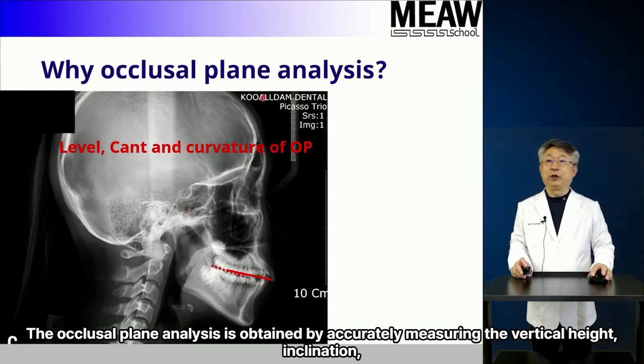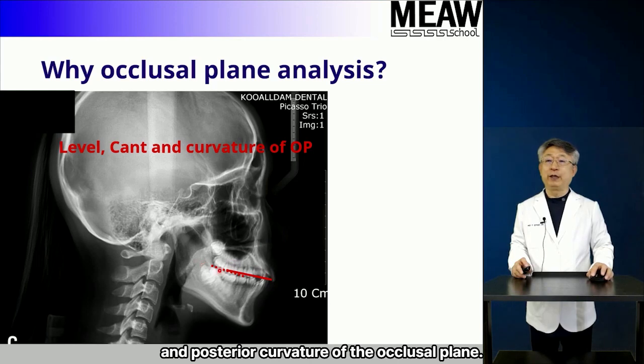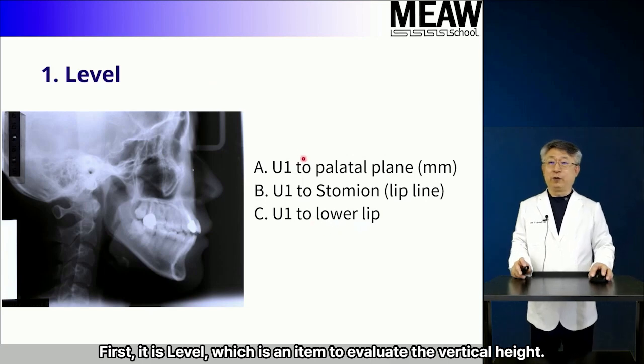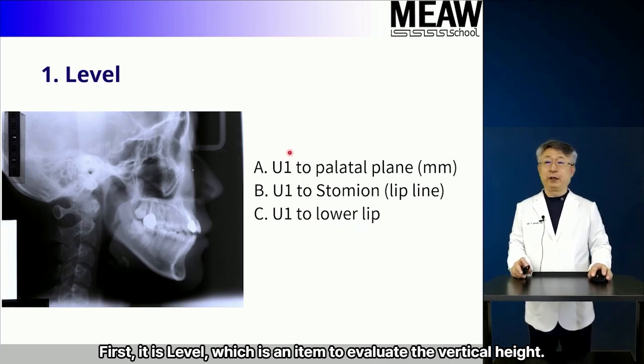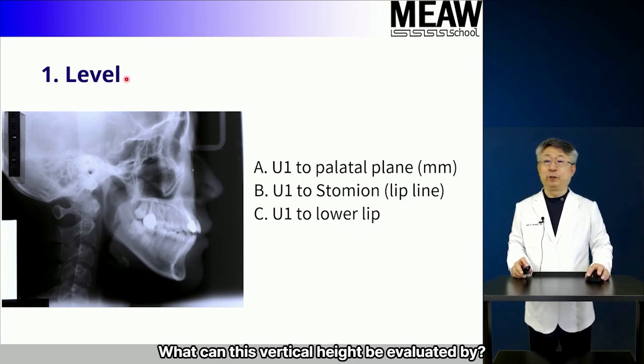The occlusal plane analysis is obtained by accurately measuring the vertical height, inclination, and posterior curvature of the occlusal plane. First, it is level, which is an item to evaluate the vertical height. What can this vertical height be evaluated by?